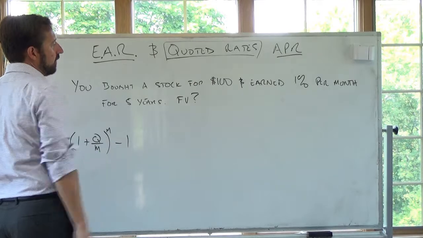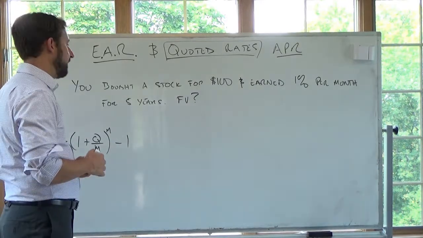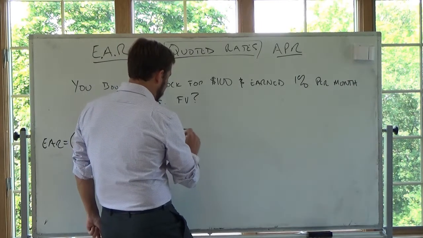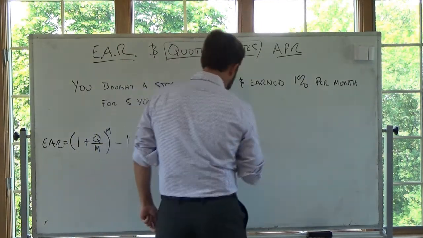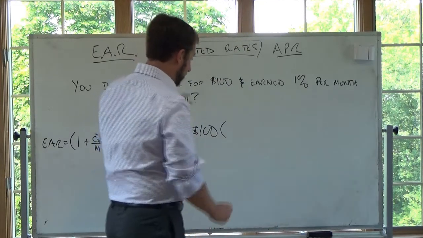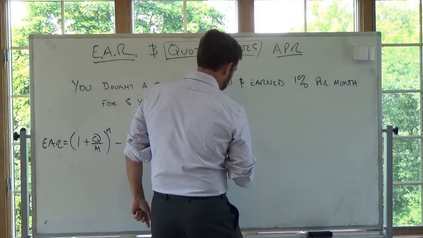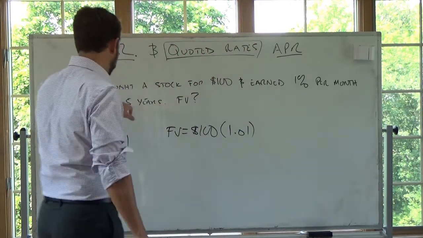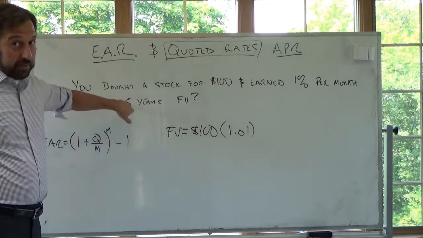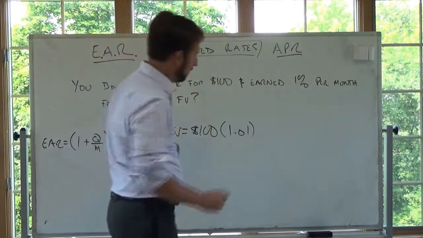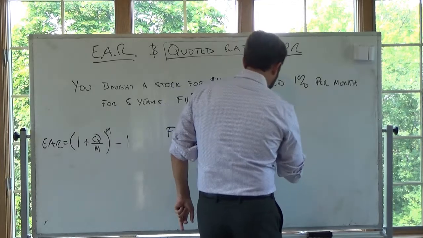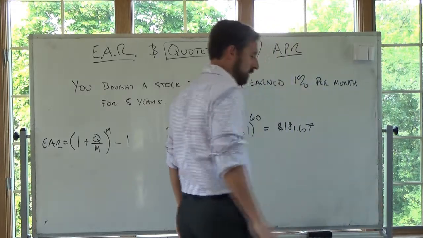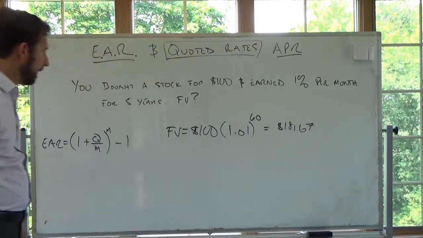But here you bought a stock for $100, earned 1% per month for 5 years. What's your future value? So to do this, we would just say our future value is equal to $100 times, and I would recommend just using the monthly rate, so 1.01, that's 1 plus 1%. And then 5 years, but our period is a month, so that's 5 times 12, 60 months, right? So this would be to the 60th, and what is this? 181.67, maybe? I think that's it.